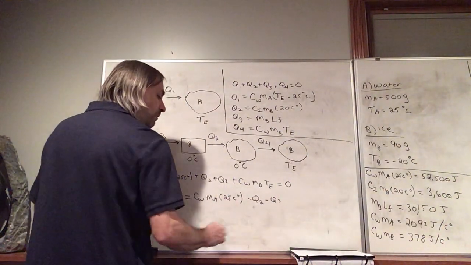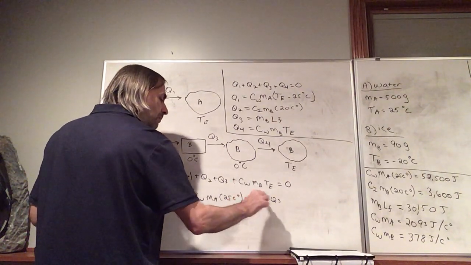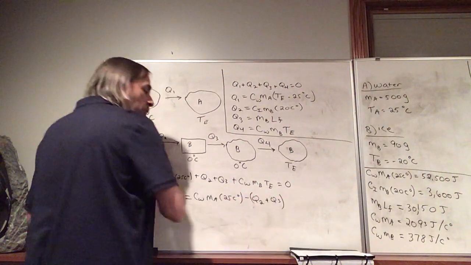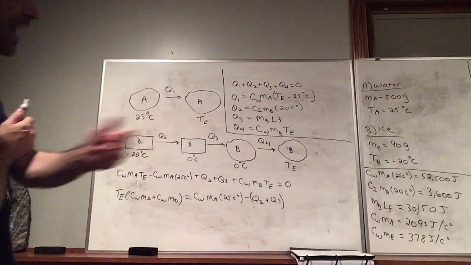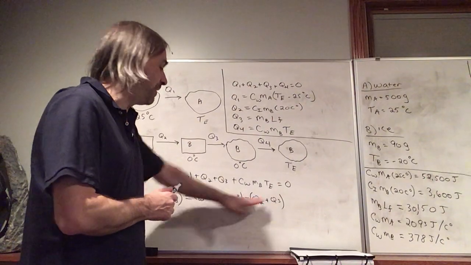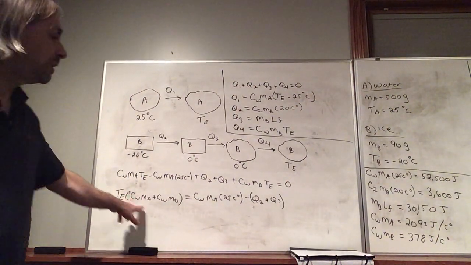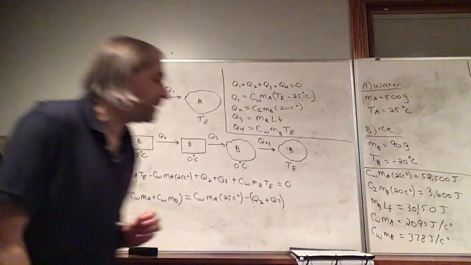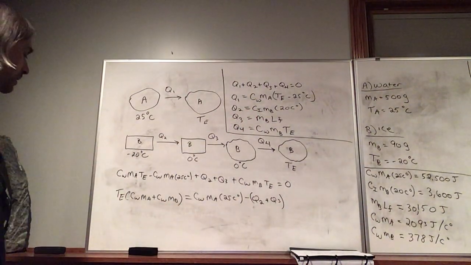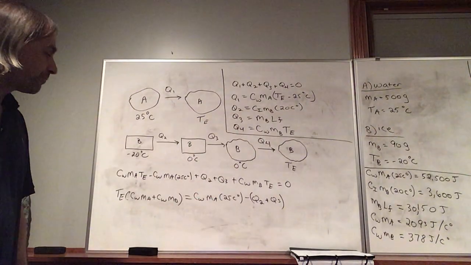Actually, I'm going to do this a little differently. I'm going to write it minus Q2 plus Q3. So we can just add up these two things and compare it to this and subtract. And we also know this part in parentheses, that's just the sum of these two pieces. So TE, let's figure out the right side first.